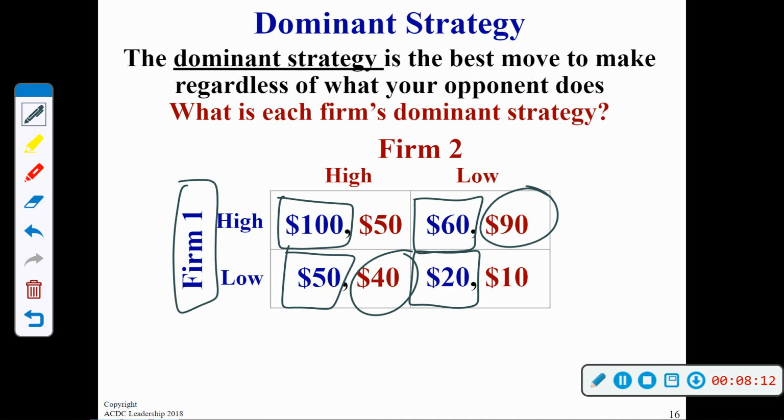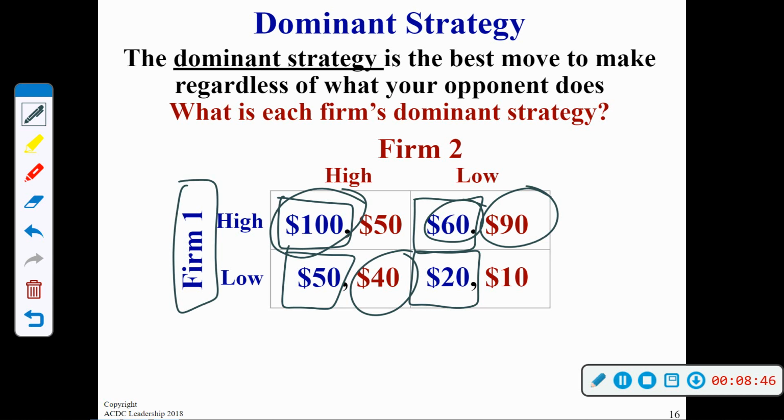Then you flip it, and we say, all right, if firm 1 is going to price high, it gives firm 2 2 choices. They can price high for $100, or they can price low for $50. Well, 100 is better than 50, so they're going to price high. If firm 2 prices low, it gives 2 choices. Price high for 60, price low for 20. Well, 60 is better than 20, so no matter what, firm 1 is going to price high. That's what we refer to as a dominant strategy, because no matter what, firm 1 is always going to price high. Firm 2 is going to price dependent on what firm 1 does.